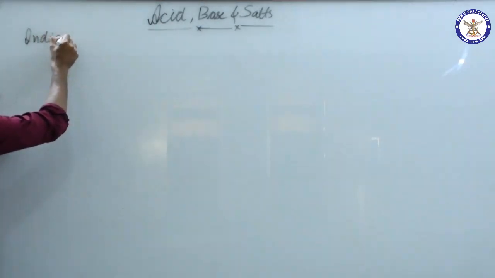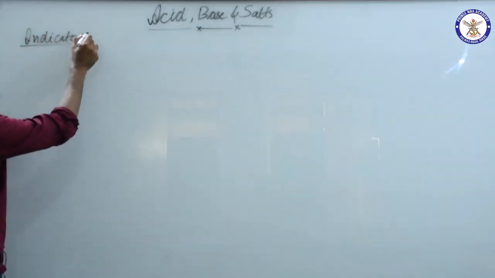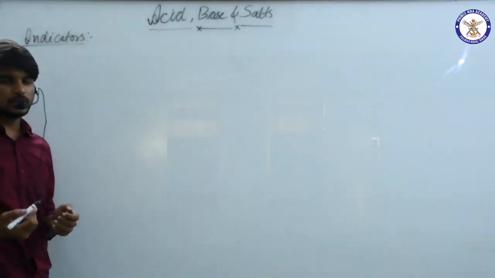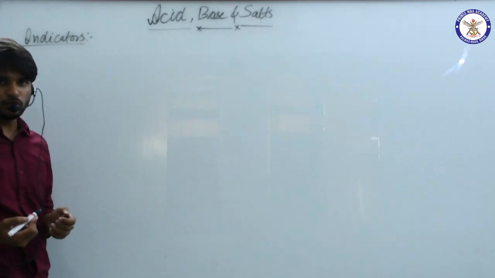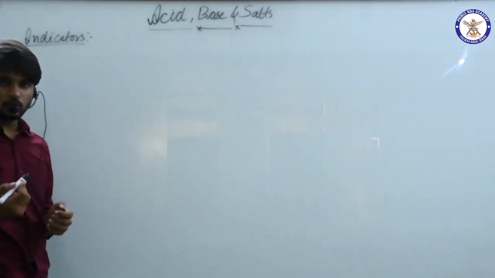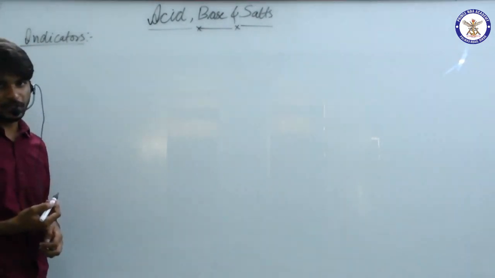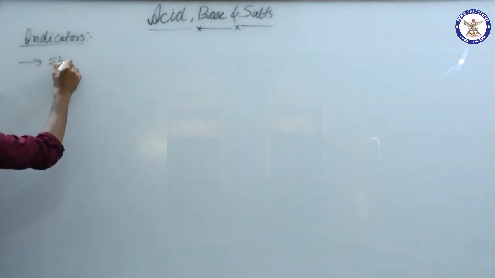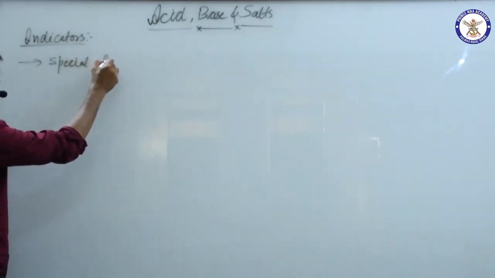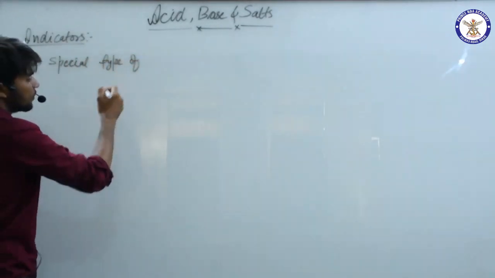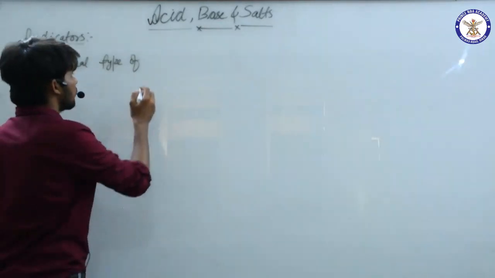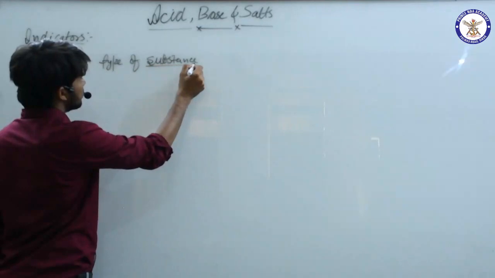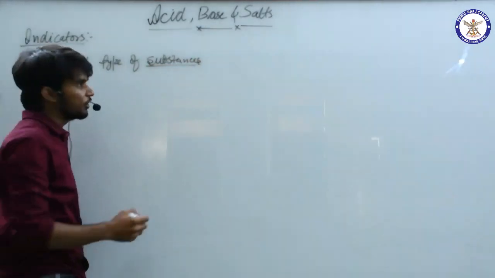Indicators. In the previous lecture we saw that we cannot test every substance and tell whether it is acid or base. So we need to do only one thing: take the help of indicators. So what are indicators? Indicators are a special type of substance. Not everything is an indicator.